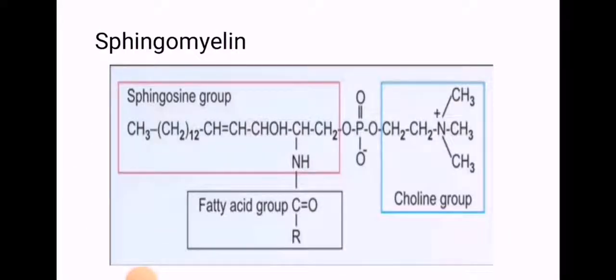Now the sphingomyelin structure. Here you can see the sphingosine group which is attached to a fatty acid, a single fatty acid you can see, and it also has phosphoric acid along with the choline group. So this is the structure of sphingomyelin. Whenever it is asked in the examinations, please draw this diagram.